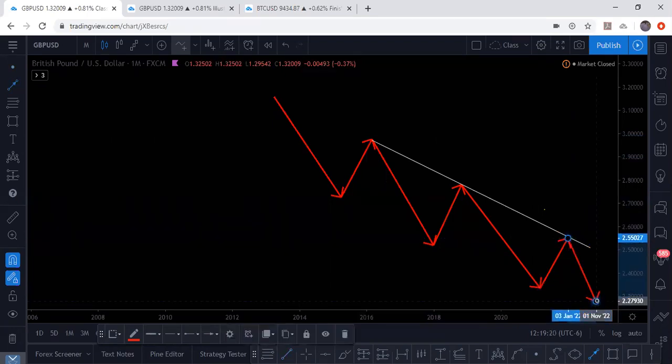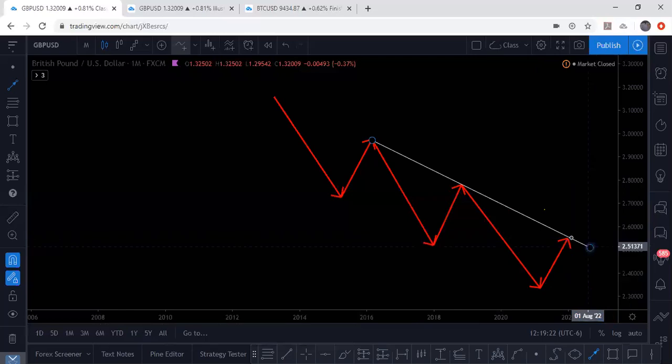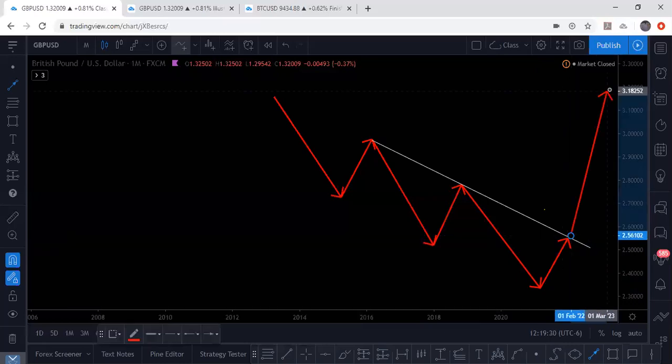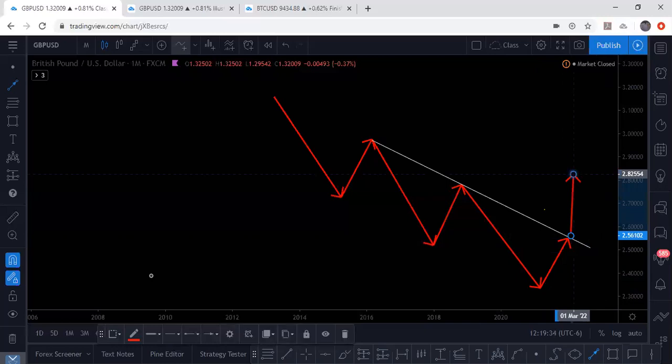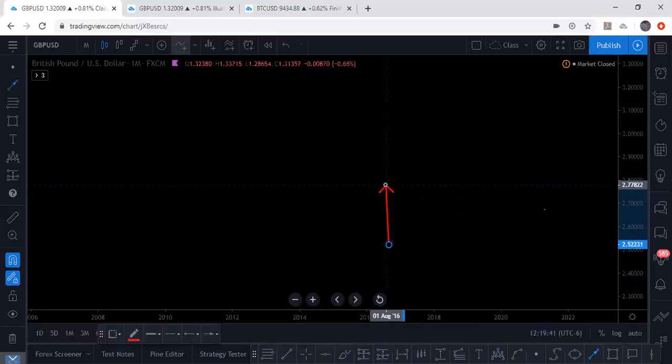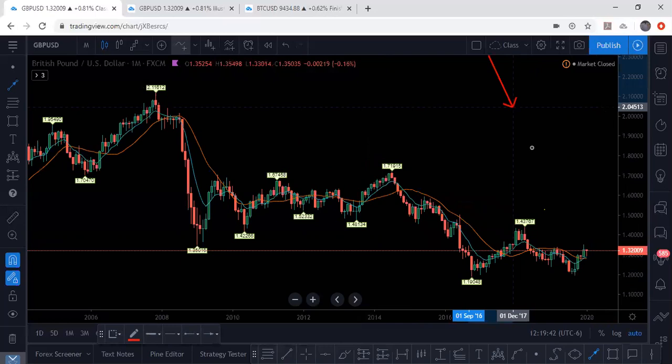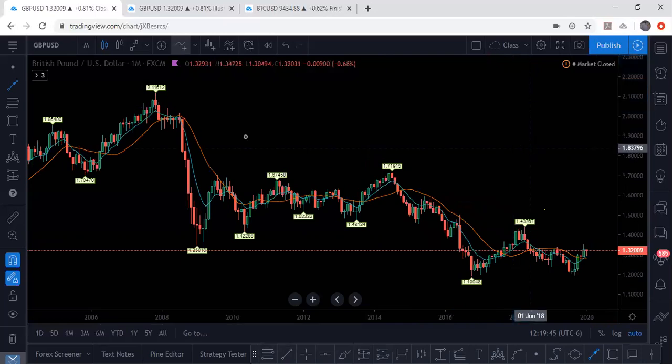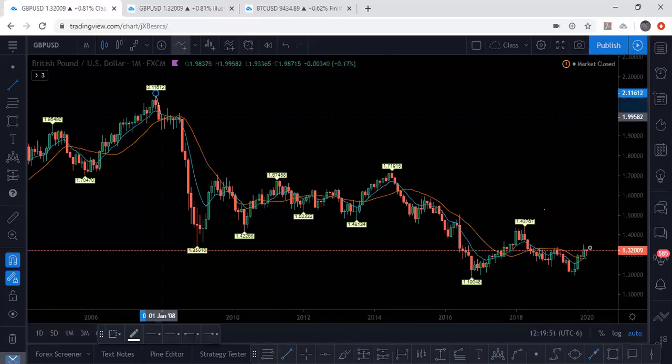If it breaks this trend line here, I'll be looking for a trend reversal, and we're going up. If it breaks this white trend line for a downward trend, okay. All right, so back to our chart. So I go to the monthly, and on the monthly, remember, let's draw our trend line up here.